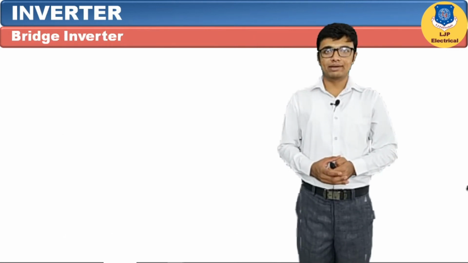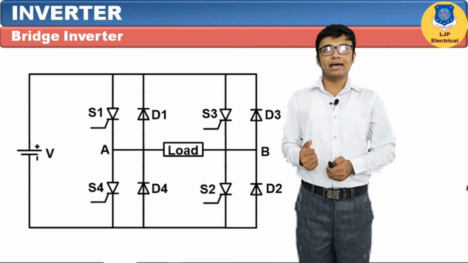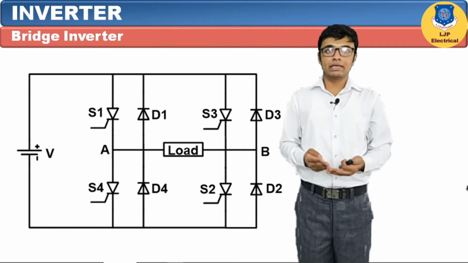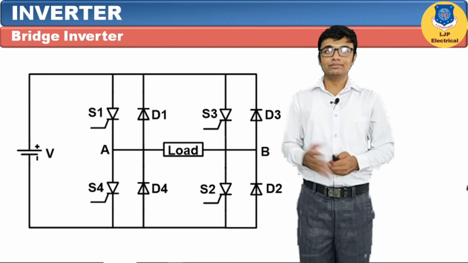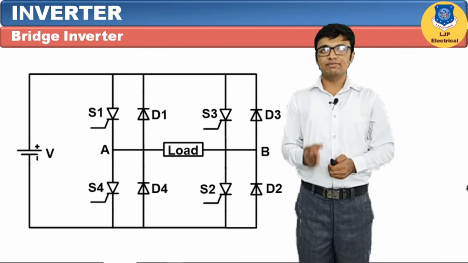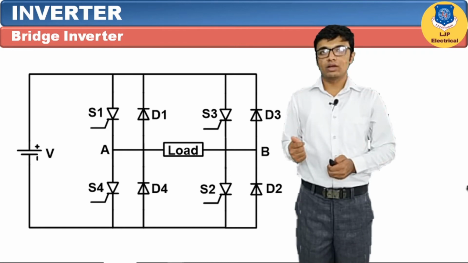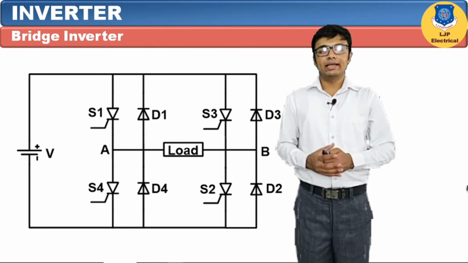Let's see the bridge type inverter. In the bridge type inverter, we have connected SCRs in a bridge manner. It requires 4 SCRs and 4 diodes. Here, these diodes are used to dissipate the energy. Now to generate the positive half cycle, first we have to trigger SCR S1 and S2, so that current will flow from the positive to S1 to the point A, load, B, S2, and come back to the negative. Hence we will get the positive half cycle in the output.